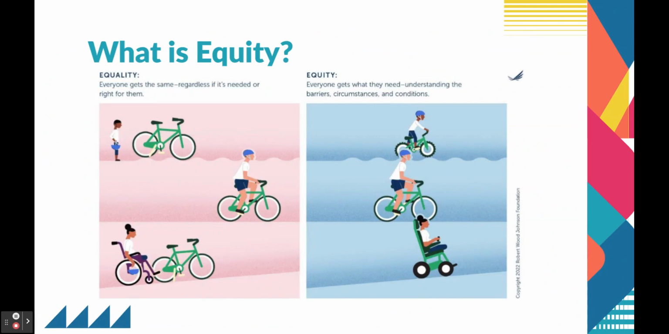Before we provide an overview of our equity lens, it's important to begin by defining what we mean by equity. Equity means giving students what they need when they need it. Everyone gets what they need, taking into account the barriers, circumstances, and conditions they experience. That's very different from equality, where everyone gets the same, regardless of whether it's needed or right for them.